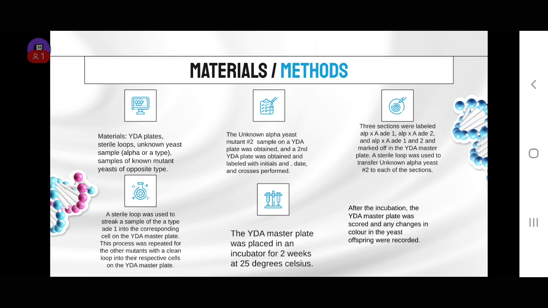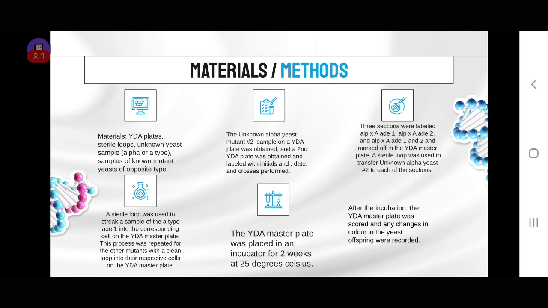Three sections were labeled for the three crosses that were performed in the lab, taking the unknown alpha times the A-type ADE1 mutant, the ADE2 mutant, and the ADE1 ADE2 mutant. And these were all given their own separate cell.